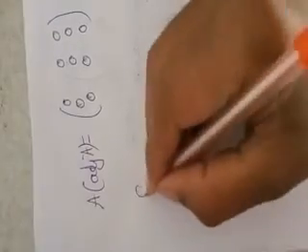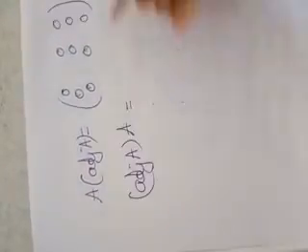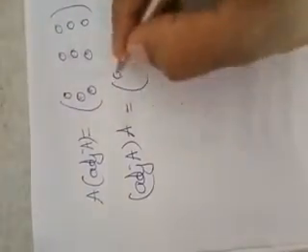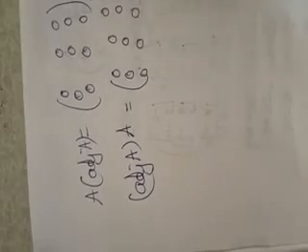This is A into Adjoint. So we can keep it as equation number 1. The same way we need to find out Adjoint into A. That part is left for you as homework. You can do and check it. That also we will be getting as 0, 0, 0, 0, 0, 0.